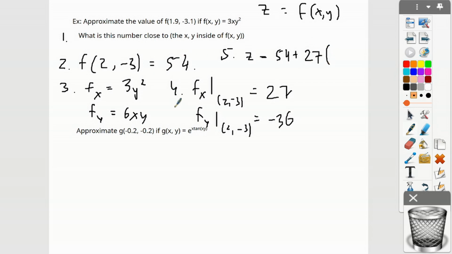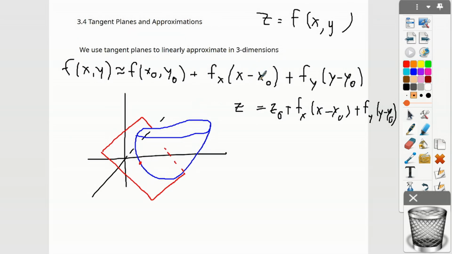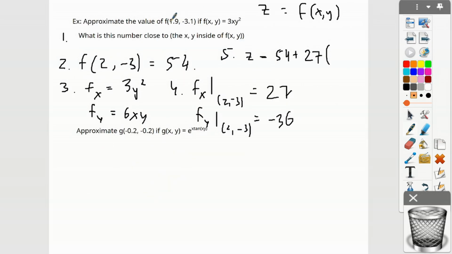What is our x that we're trying to find? In this formula, the x is the number that we're trying to find, and the x0 is the number that we can easily find. So 1.9 is the number that we're trying to find, x, minus x0 is minus 2.